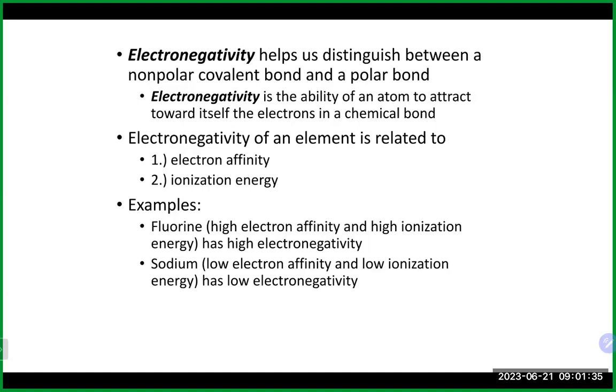Electronegativity is related to electron affinity, which is the energy change when atoms gain electrons, and ionization energy. Something like fluorine has a high electron affinity, which means it likes to gain electrons, and it has a high ionization energy, which means it does not like to give away its electrons. And that means it will have a high electronegativity, which means it likes its electrons and likes to attract electrons.